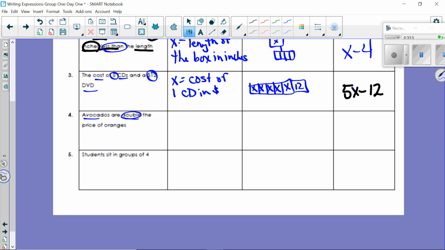Avocados are double the price of oranges. So what is it I don't know? The price of an orange. Price of the oranges. Remember, you got to think of it in terms of what don't I know, not what I'm trying to find. So X is price of oranges. Can't do both. I'd need 2 variables if I'm doing both. In dollars. Doesn't give us a unit on this, does it? So I actually wouldn't make an assumption. So just price of oranges, we don't really know in what. Double means what? Twice.